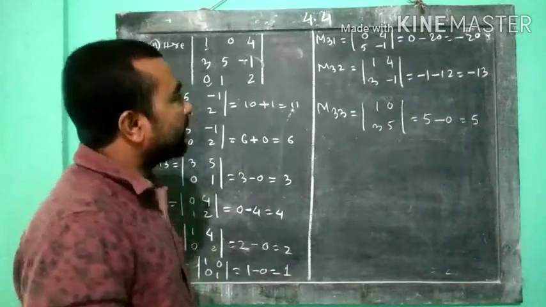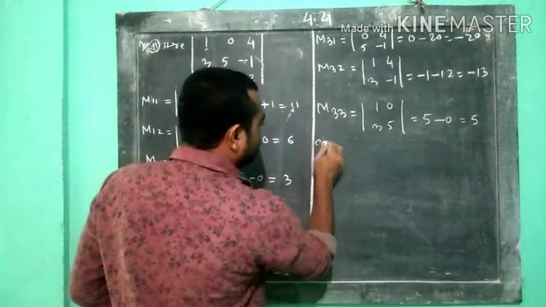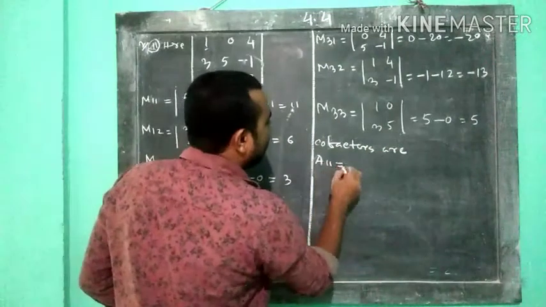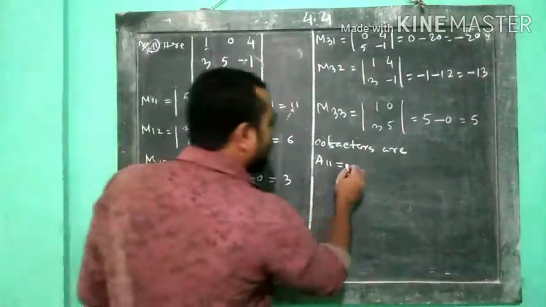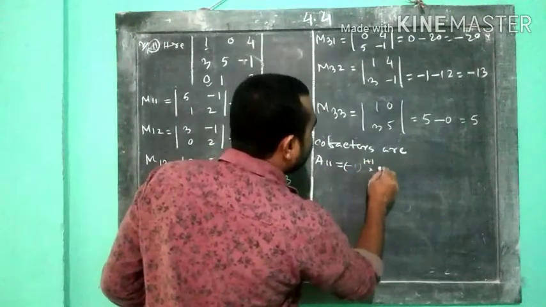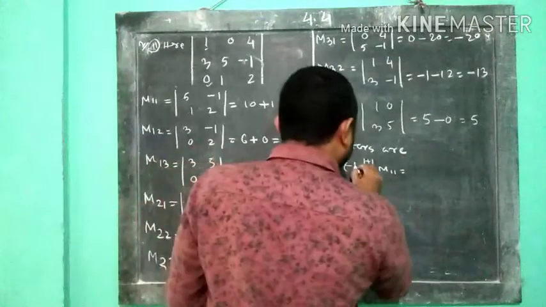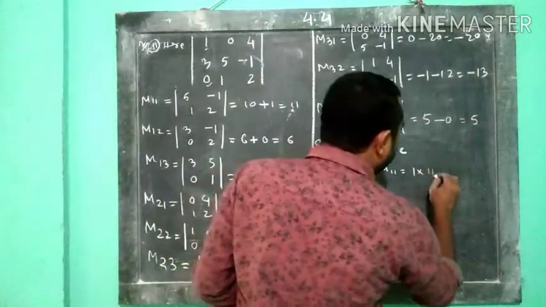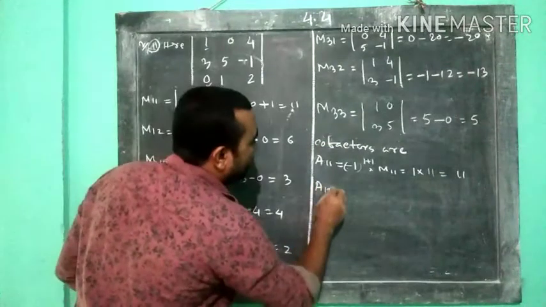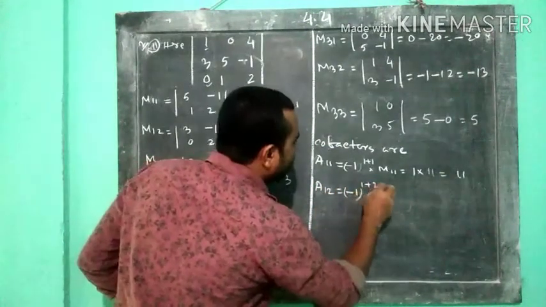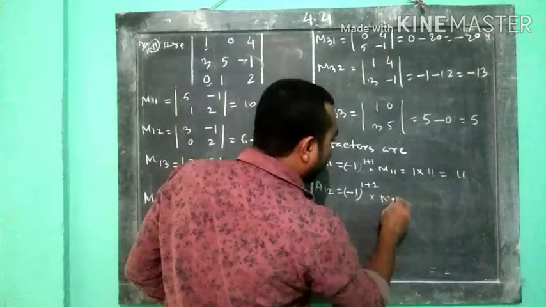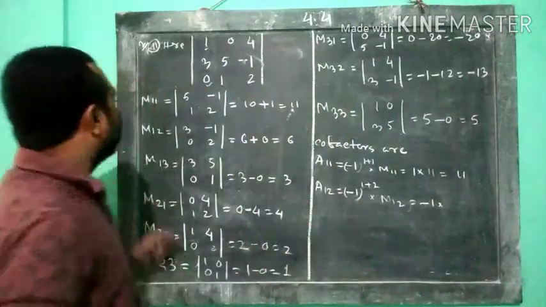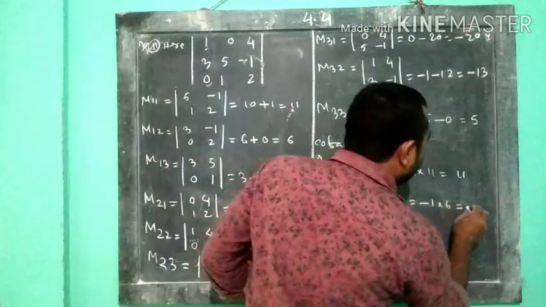Now we are going to find the cofactors. The first one is A11. The A11 formula is minus 1 to the power i plus j, that means 1 plus 1, into M11. So that is 1 square, equal to plus 1 into M11. We already found M11 is 11, so it equals 11. Then A12, that means minus 1 to the power 1 plus 2, into M12. This sign should be negative, minus 1 into M12. M12 is 6, so it equals minus 6.